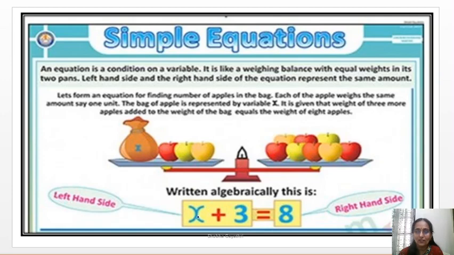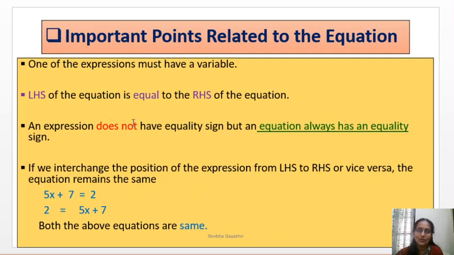To find the value of x, it's very clear from this figure. It is 5 apples. 5 plus 3 equals 8. The value of the variable which makes the statement true is known as the solution of the equation. Now, we will see the important points to remember in an equation.